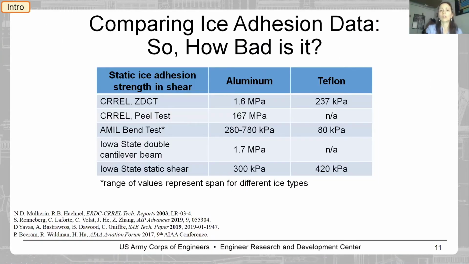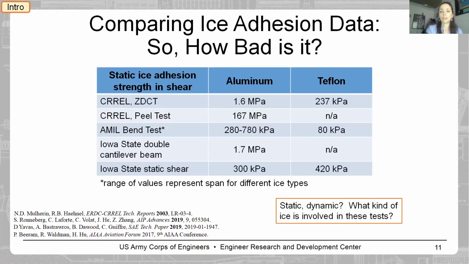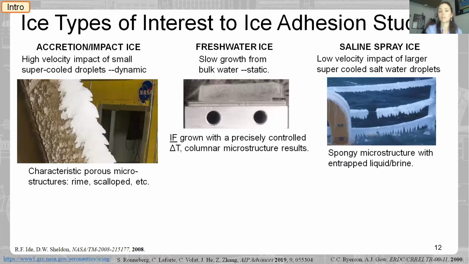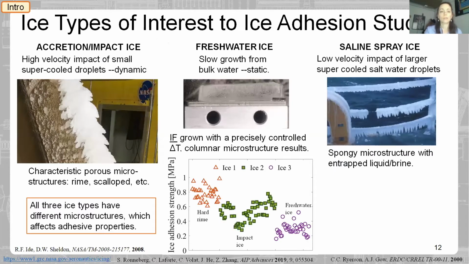And so in order to do that, you want to better understand the type of ice that you're dealing with. There's a lot of different kinds of ice in the field. Like I mentioned before, the accretion or impact ice is relevant to the aviation industry. Here is this characteristic rime and scalloped ice that you'll find on the leading edge of an airfoil, formed by the high velocity impact of small supercooled droplets. This is an airfoil that's in the NASA Icing wind tunnel.